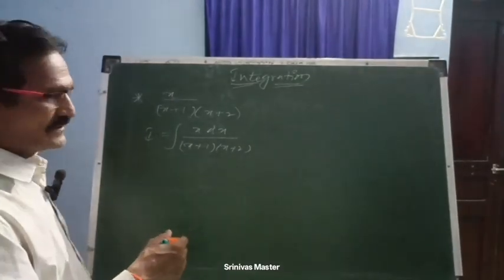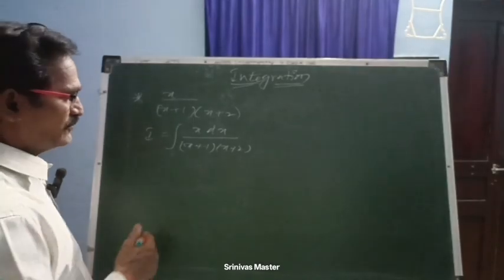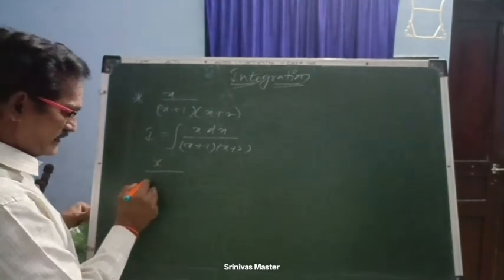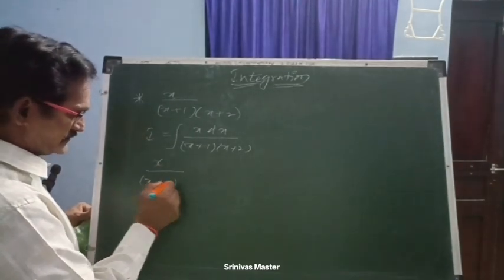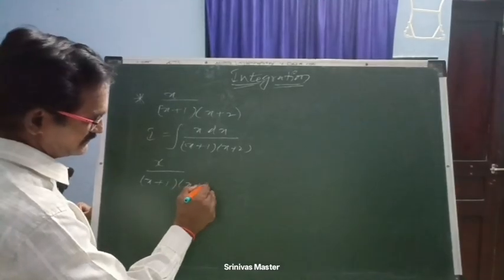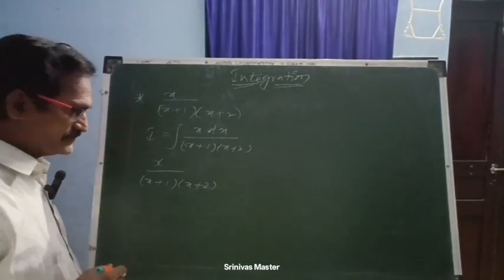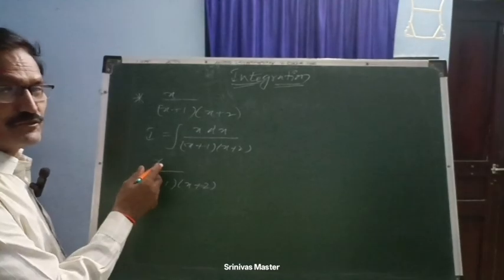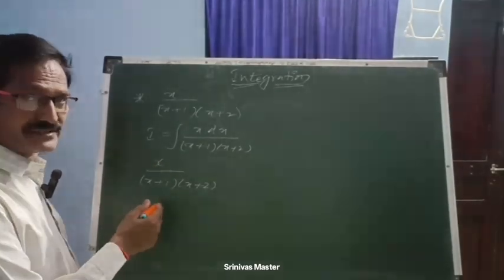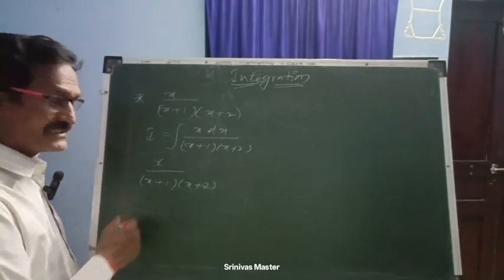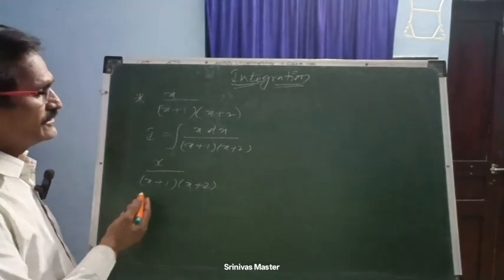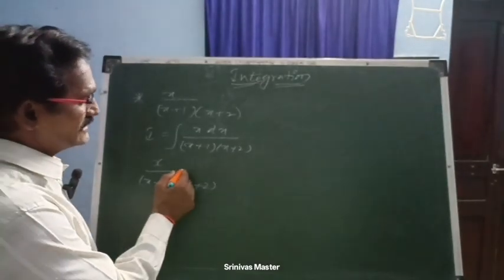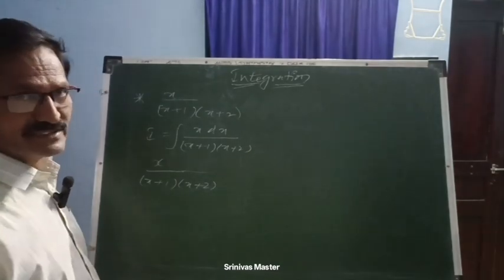So how to use the partial fractions? By splitting the given problem. What is given? x by (x plus 1) into (x plus 2), right? Just observe the degree of the numerator and the degree of the denominator. Degree of the numerator is 1 and the degree of the denominator is 2, because when you multiply x into x, you get x square. So we can say that it is a proper fraction. When it is a proper fraction, then directly we can split the given terms into partial fractions.